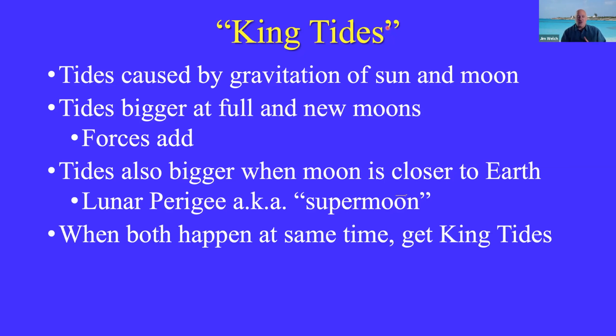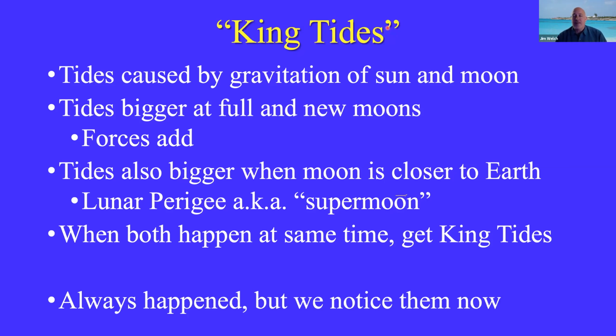So when you get a supermoon at a full moon, so the moon is close to the earth and it's a spring tide, you get a really big tide, and we now call these king tides. These have always been there, but the reason we notice them now is that the base sea level is now high enough that when you add the high tides of these king tides, you're getting this flooding. You didn't used to have that flooding because the sea level was low enough that the tide just came up higher on the shore.